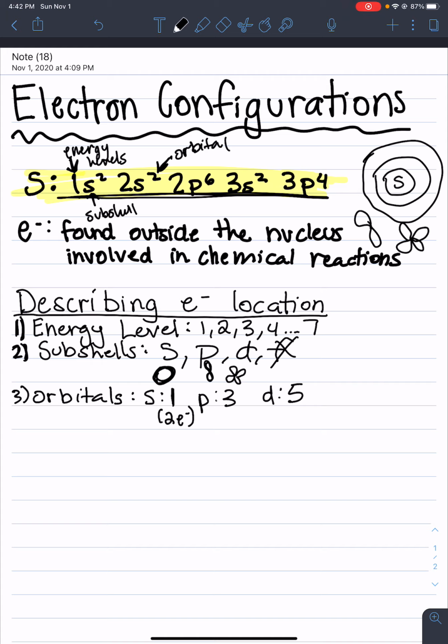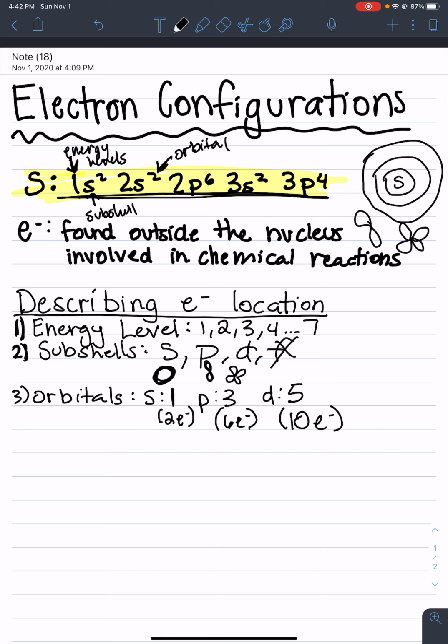The next one's P. If there can only be 2 electrons in each orbital and P has 3 orbitals total, we can do 3 times 2, and we find out that P can have 6 electrons total. Again, we see up here that when we have a P, it's never going to have more than 6. When it has 4, it can have less than the total, but it can never have more. S can never have more than 2, P can never have more than 6. The final one is D, and D has 5 orbitals, so again, 2 electrons per orbital, so that's going to be 10 electrons total.